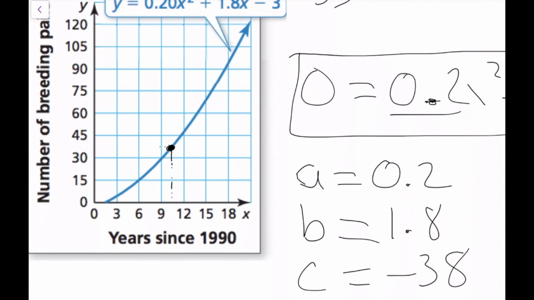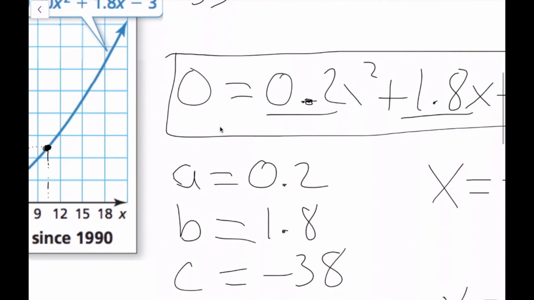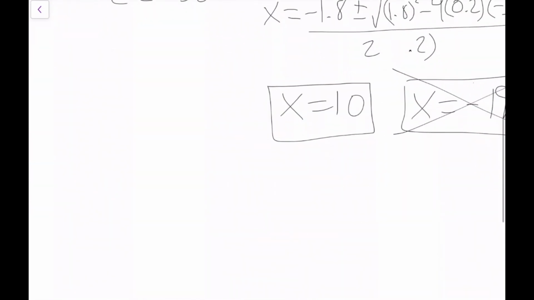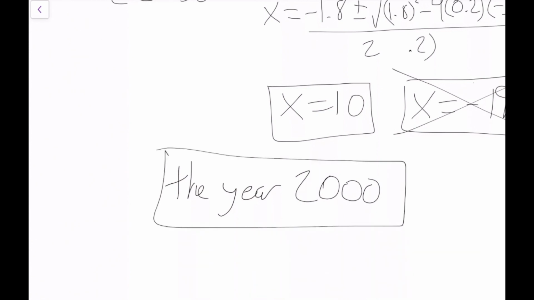Here we were given a graph, so it's a good way to see whether or not our answer makes sense. In this case, yes, it does. It does match with the graph. So our answer is going to be 10 years since 1990, or the year 2000. And now we're done.